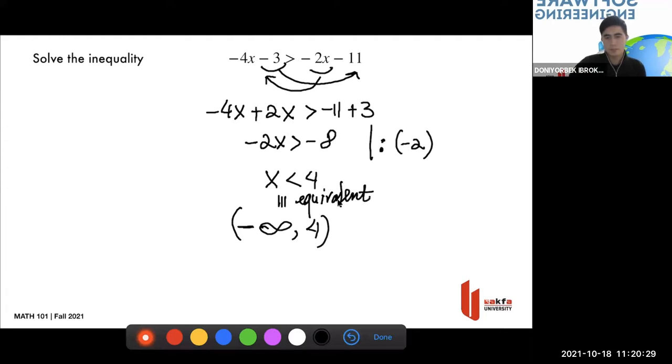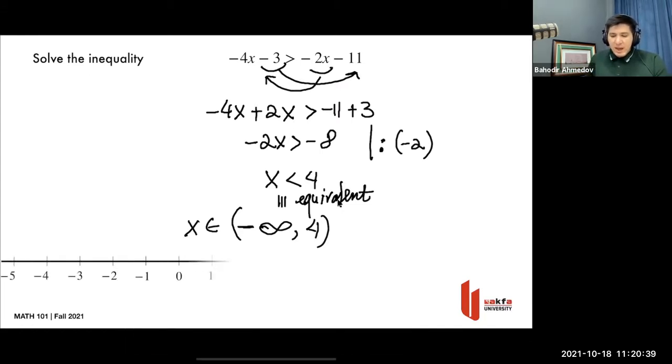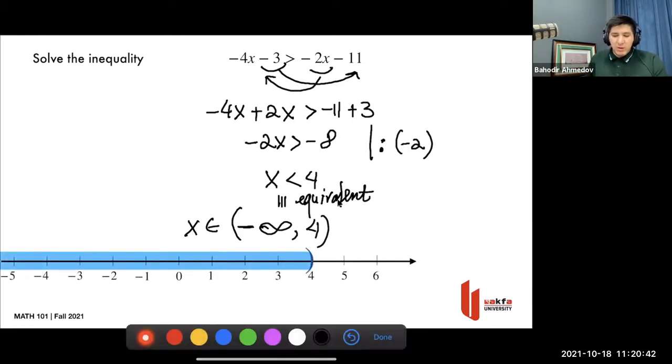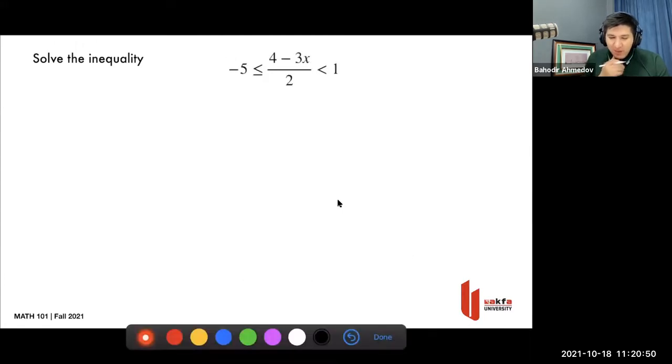Okay, so claiming that x is less than 4 is equivalent to claiming that x is from this interval, from minus infinity to 4. So this is how we are going to solve inequalities in general. Nothing difficult for now. I mean, it's also an easy one. So let's try to do this.